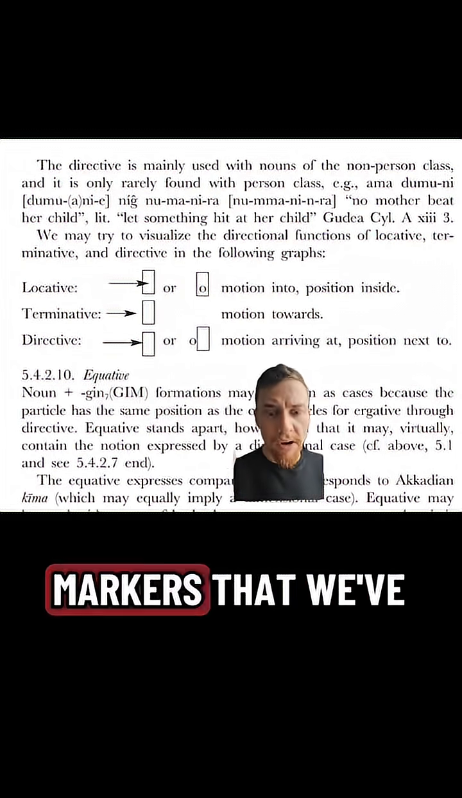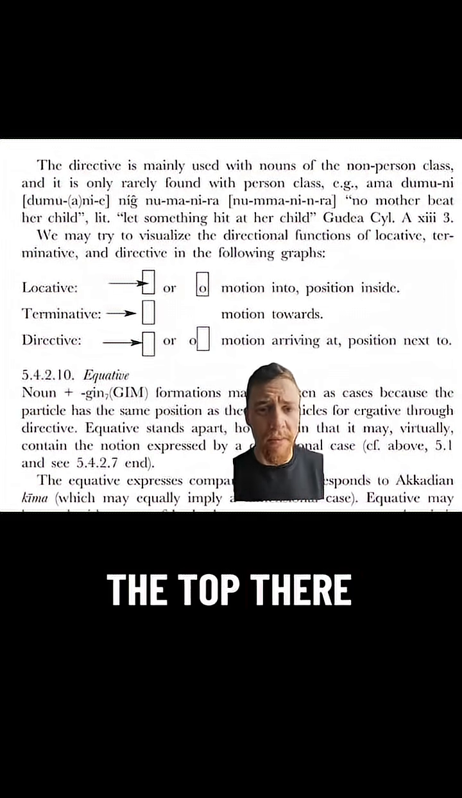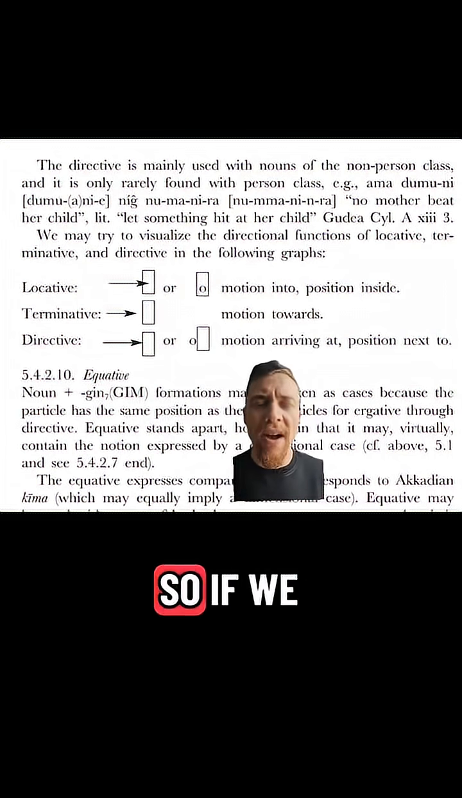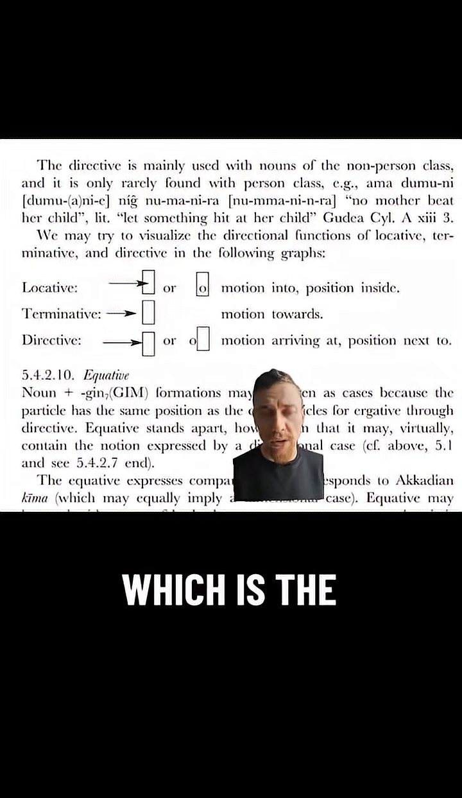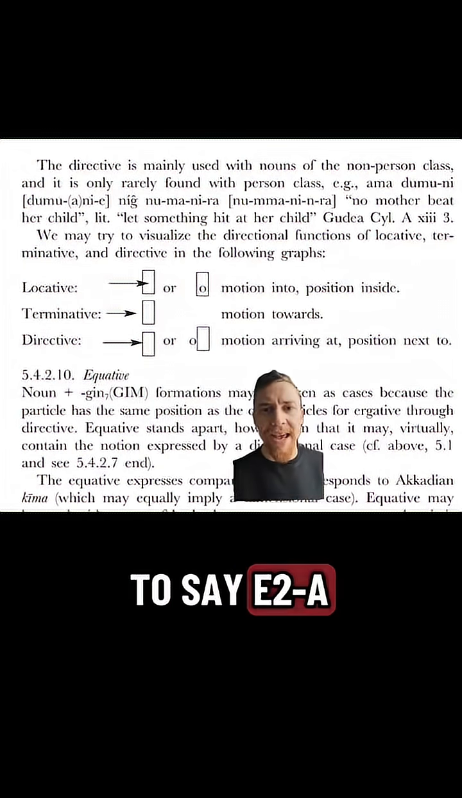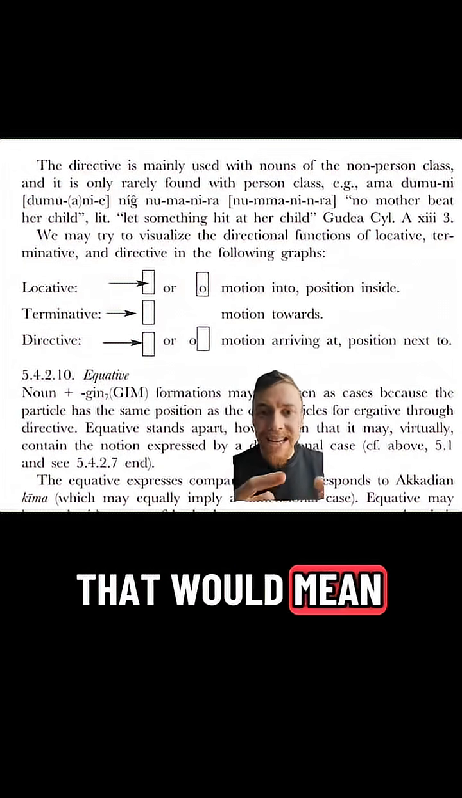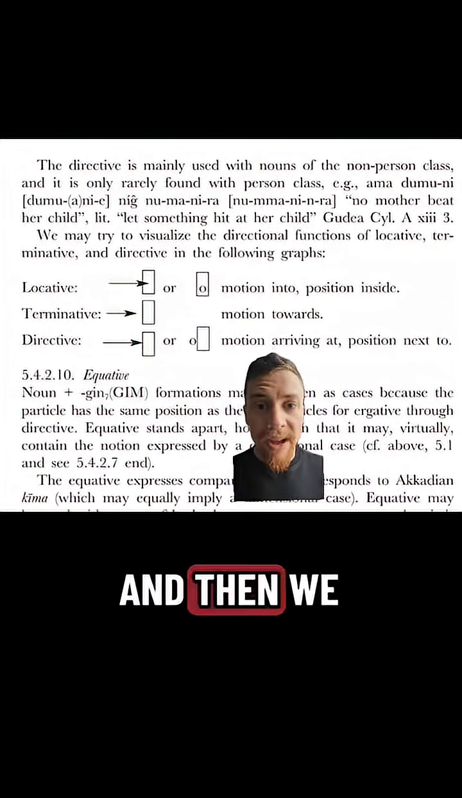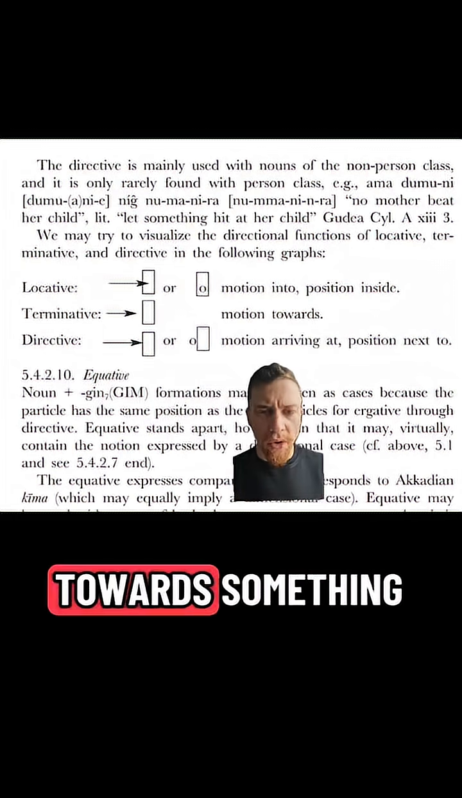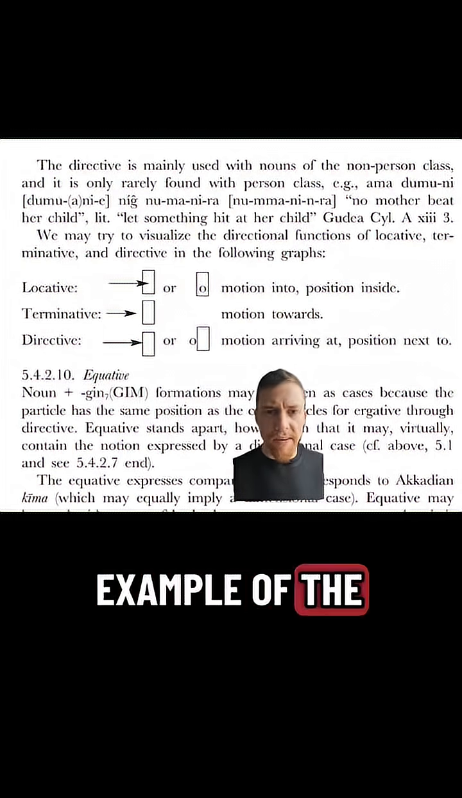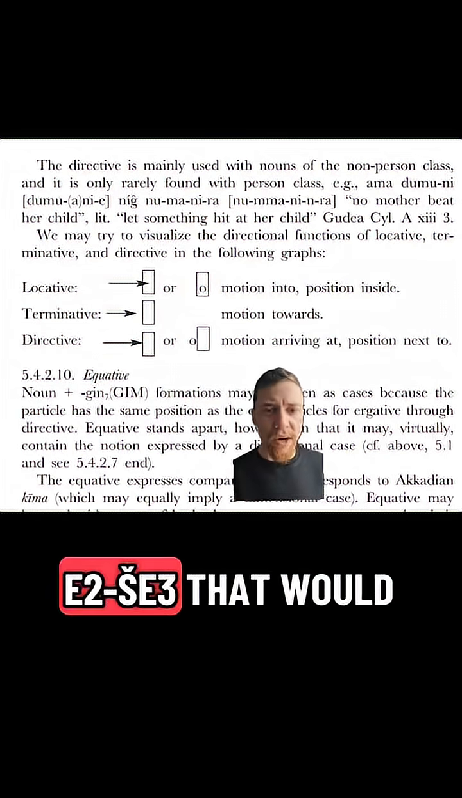The other markers that we've already looked at: we have the locative at the top there, which means into something. If we take, for example, the word A2, or A as it would be pronounced, which is the word for temple, if we were to say A with the locative, that would mean into the temple. Then we have the terminative case, which we've spoken about, which is she3, and means motion towards something. If we use the same example of the temple, A, if we had A-she, that would mean towards the temple.